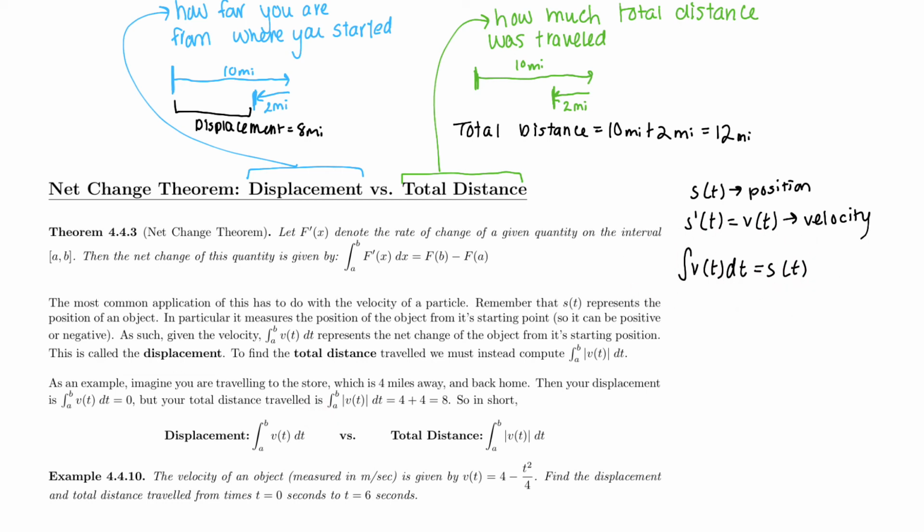If you integrate over a certain time interval, that'll tell you your displacement from time A to time B. So from time A to time B, if you integrate velocity, that'll tell you how far from where you started you are, based on time A and time B. Started at time A, ended at time B, how displaced you are. Whereas total distance, the total distance you traveled from time A to time B, is the integral of the absolute value of v of t dt.